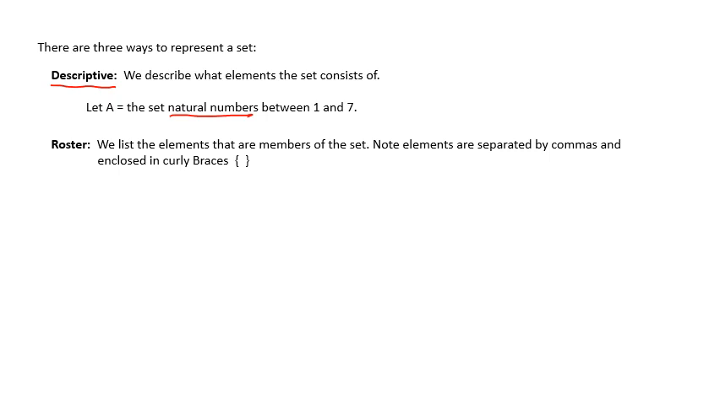The roster method, we list the elements that are members of the set. Note elements are separated by commas and enclosed by curly braces. 2 important statements here. When we list the elements of the set, we must separate them by commas, and they must be enclosed in curly braces. For example, let A be the set consisting of the numbers 2, 3, 4, 5, and 6. So if you think about it, this set we just described is the same as the set above that we described. Well, in this set we listed the elements, right? That's what we mean by roster, listing the elements.